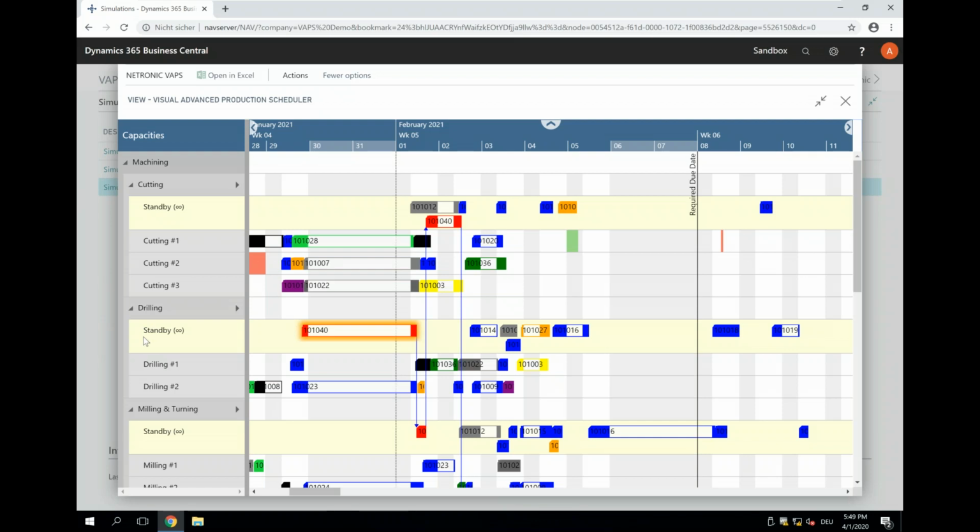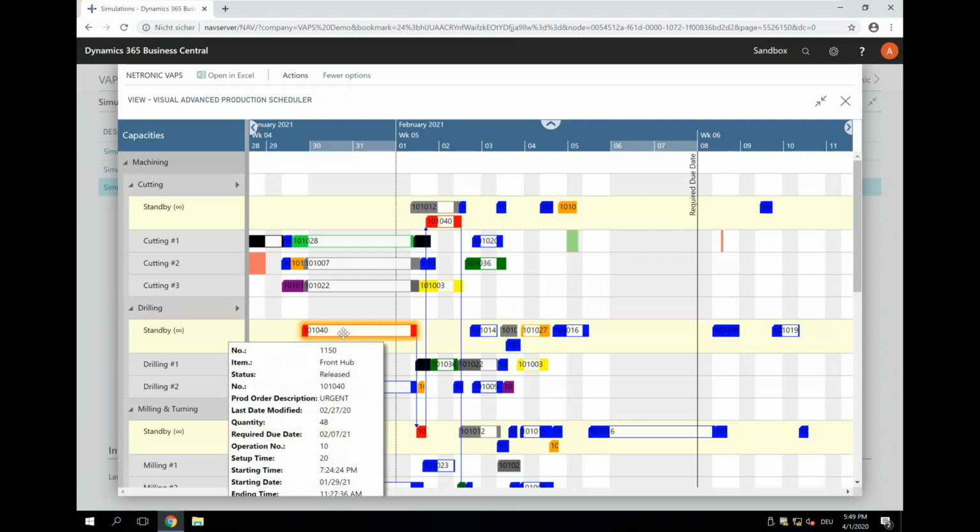The standby resource is something we add automatically to the schedule, and it contains all operations and all production orders that have been added by Business Central, but not yet added to the schedule by the scheduler with the VAPS. Because the planning worksheet just dumps the production orders to Business Central. So now imagine that this red one has been dumped by the planning worksheet to Business Central. And now I, as the planner, need to take care of where I want to place it. And this is where the scheduling tools come into effect.